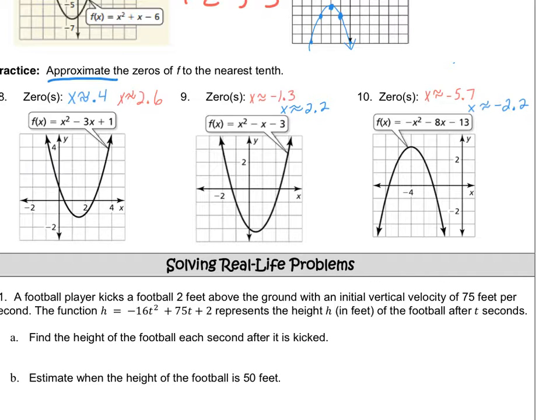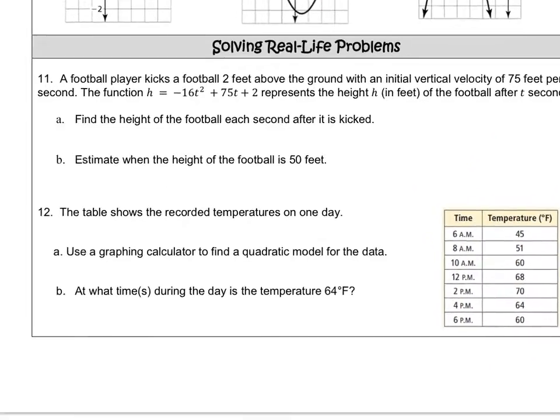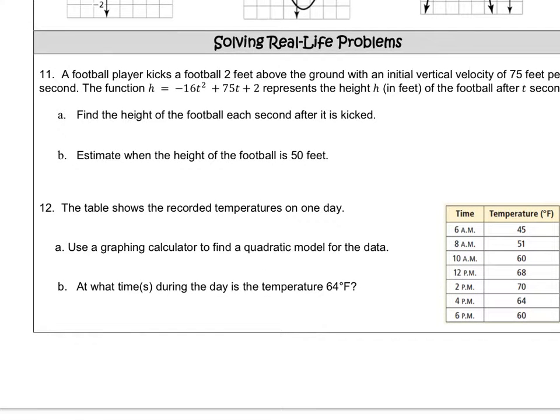Okay, since we were approximating, you may not have come to the exact same answer I did. You may be 1/10 one direction or the other on any of these, as long as we're very close in the same ballpark. Now, for number 11, this is a real-life situation of a football being kicked into the air. So it goes up, it comes back down. What I want you to do is to find the height of that football each second after it's kicked.